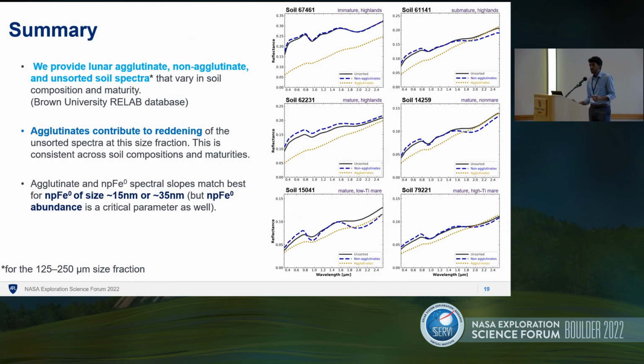So in summary, we've gathered these agglutinate spectra, non-agglutinates, and unsorted soil for this 125 to 250 micron size fraction, and they'll be available from the Brown University Relab database if you'd like to use them. And from these first observations, we've seen that the agglutinates appear to contribute to reddening of the unsorted spectra, at least at this size fraction of 125 to 250 microns. And in comparing the agglutinates to nanophase iron spectra, it seems that the best match is for nanophase iron of about 15 to 35 nanometers or so, and with sufficient abundance as well.